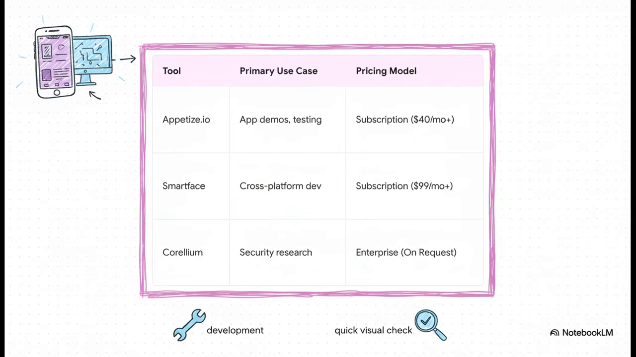And you can see right away they're aimed at different people. Appetize.io, that's your go-to for making app demos, for training people, or for running automated tests. Their plans start around $40 a month. SmartFace, on the other hand, is really built for developers who are doing cross-platform coding and debugging, and its price is a bit higher to reflect that. Both are powerful, subscription-based tools that live entirely in the cloud.